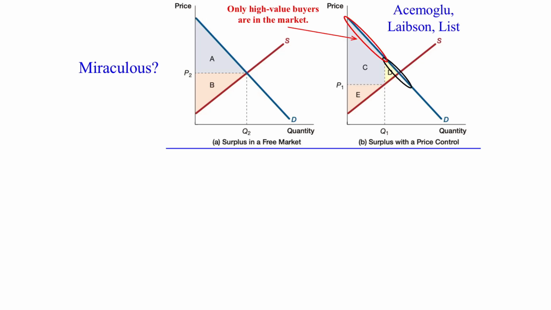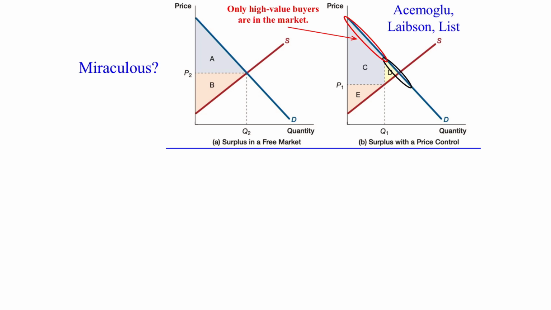If you think of the demand curve as different people, as we do sometimes, only the high value buyers are in the market, and the lower value buyers are not in the market. And I've labeled that as miraculous. The books don't explain how they just draw the picture and they don't explain, well, how does this miracle happen?